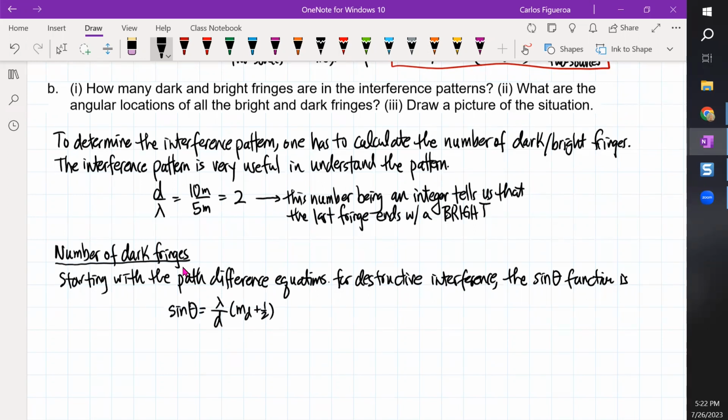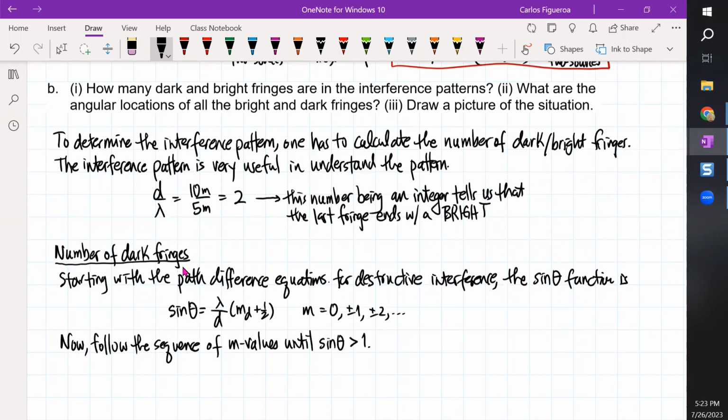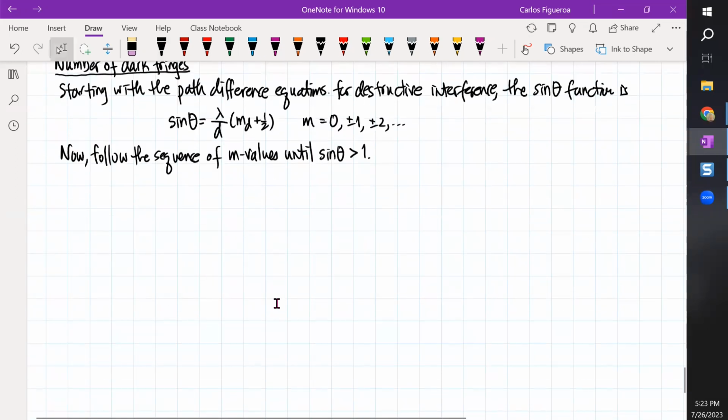So now we follow the sequence of m values until sine of theta is greater than 1, and it stops. So remember, m is 0, plus or minus 1, plus or minus 2, etc. So let's look at this sequence here. If I look at the sequence, it's going to be sine of theta. In this case, the interference parameter is 2, so this guy's going to be plus or minus, and it's going to be m d plus 1/2, but I'm going to write this as 0.5, and then this is 2 here.